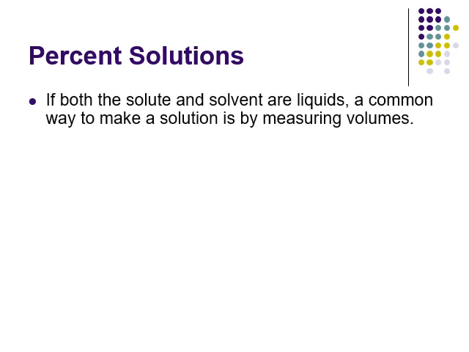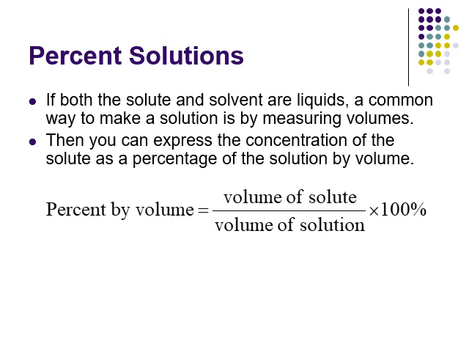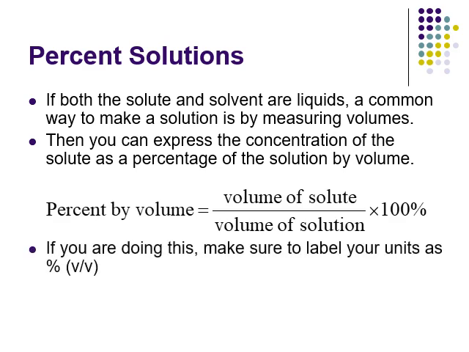Percent solutions. Percent solution is a concentration unit that is done very kind of non-chemistry based, very commercially common. And where this comes in is really helpful if both your solute and solvent are liquids. We can do a percent by volume. And all it is, you take the volume of your solute, divide it by the volume of the solution, multiply by 100%. Simplest thing you can do. When you're doing this, you want to label your unit as percent V/V. That tells us it's percentage, and it's based on the volume.